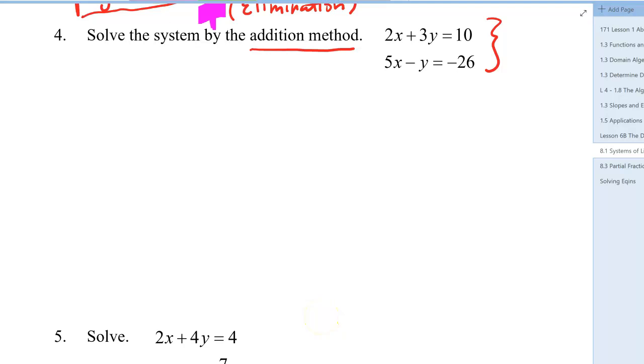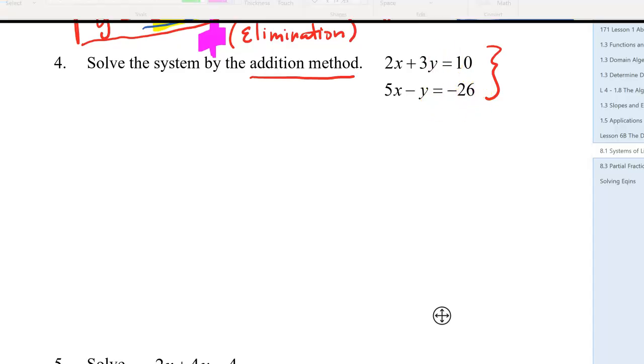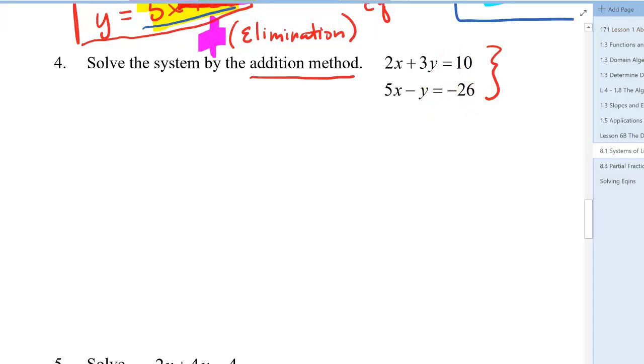Lesson 7 continued. In this example, we are going to solve this system by using the addition method. Another name for this method is the elimination method. The idea of the elimination method is we are going to multiply one of the equations by a number that will result in eliminating either x or y when we add the two equations together.